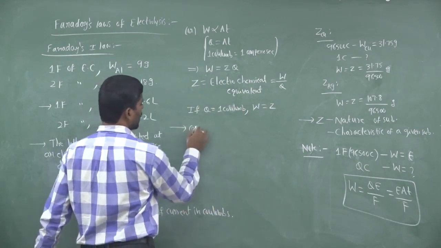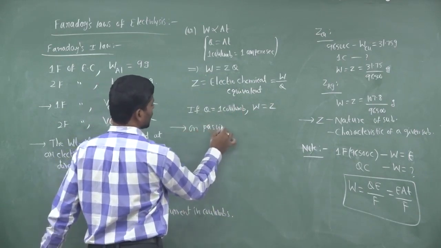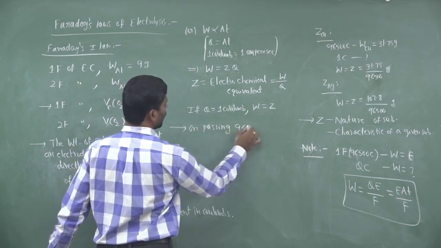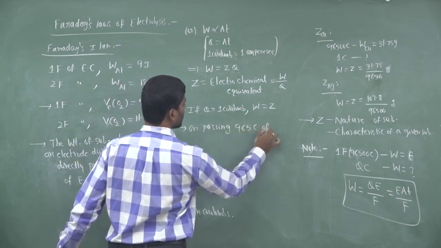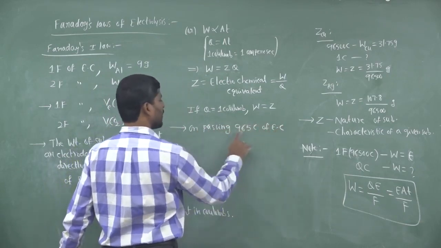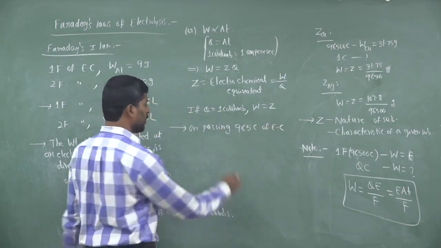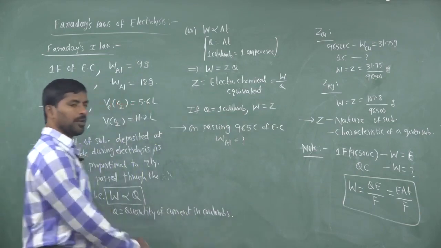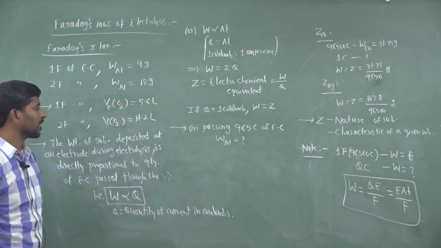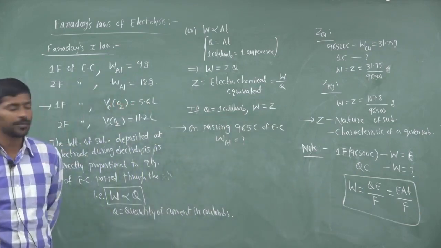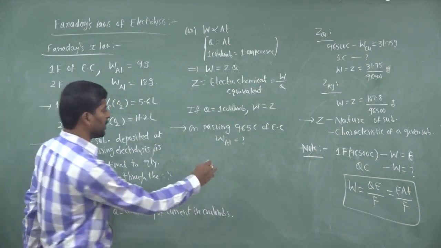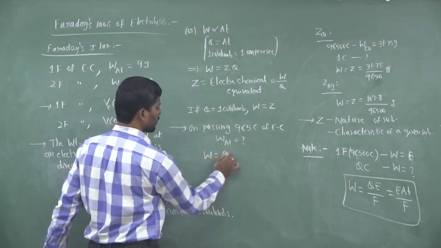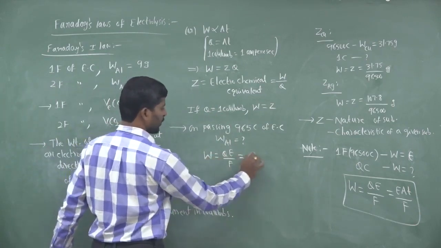For example, let us consider on passing 965 coulombs of electric current, what is the weight of aluminum deposited? I am asking like this one. On passing 965 coulombs of electric current, what is the weight of aluminum deposited? How to calculate it? So weight of aluminum deposited is equal to QE by F.